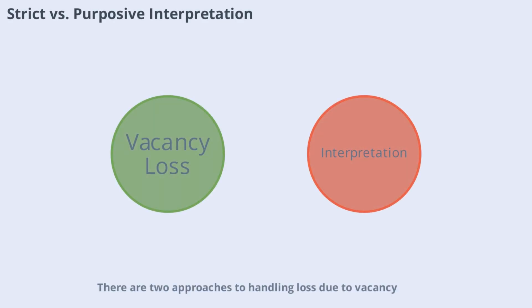There are two approaches to handling loss due to vacancy: strict and purposive interpretation. The strict method deducts the vacancy loss from actual receivable rent, while the purposive method compares actual receivable rent and expected rent, then deducts the vacancy loss from the higher value. The purposive approach is preferred, as it aligns with the intent of fair taxation and is followed in practice.